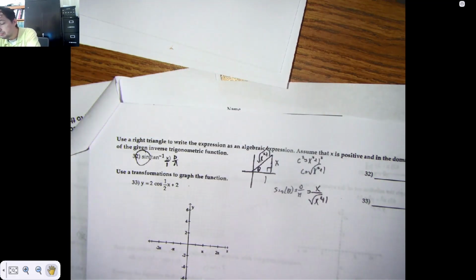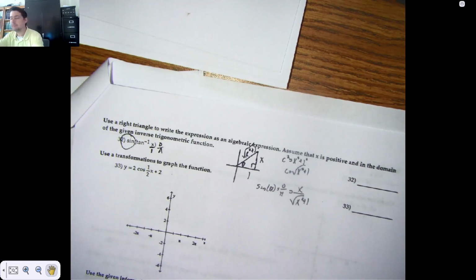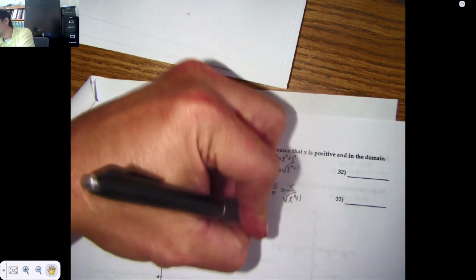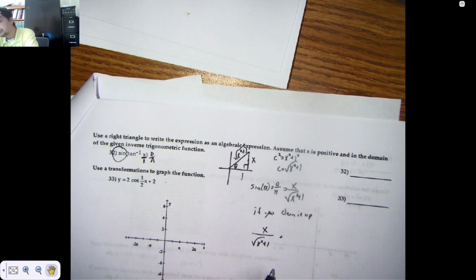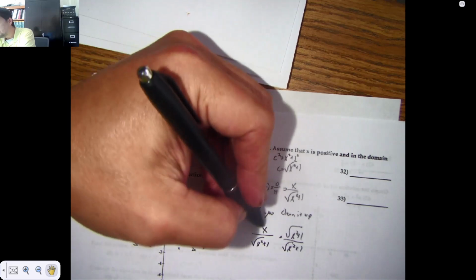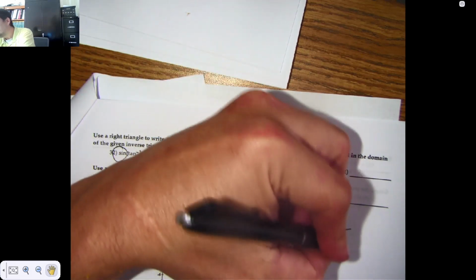Probably don't clean that up. You might, but you probably don't. I don't think it should be cleaned up. They did clean it up. That's kind of surprising. So if you clean it up, you just multiply by the root of x squared plus 1. This would be x times the root of x squared plus 1. And the bottom, a radical times itself, is the contents inside.